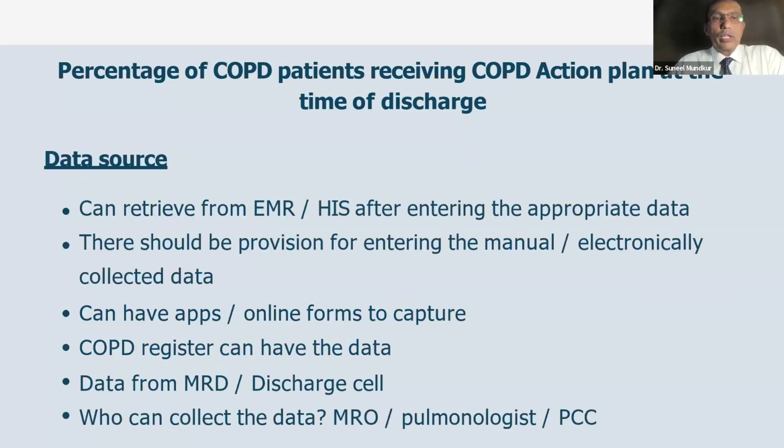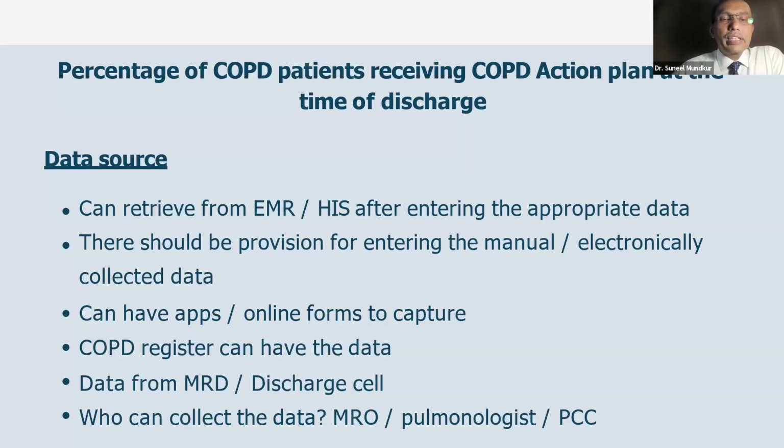Now, you can retrieve this EMR again because COPD has an ICD code. You can follow this COPD ICD code and see all the patients by entering the appropriate data. There should be provision for entering them manually if EMR is not available. Can I have apps or online forms to capture data in case of COPD? You can directly use these online forms, or Google Forms, or Microsoft Teams forms. A COPD register can have this data.